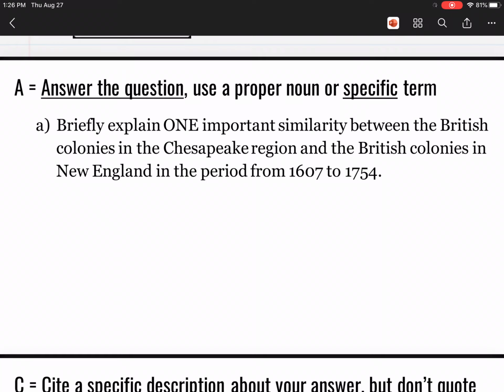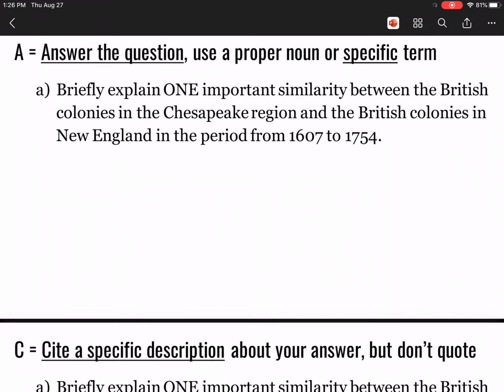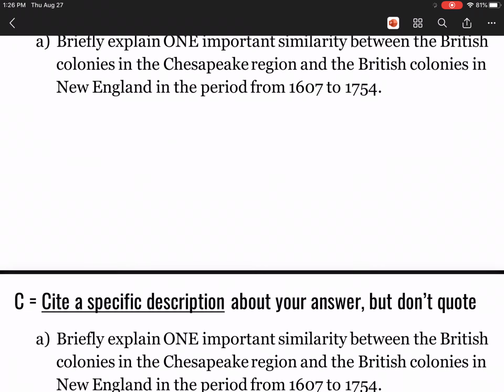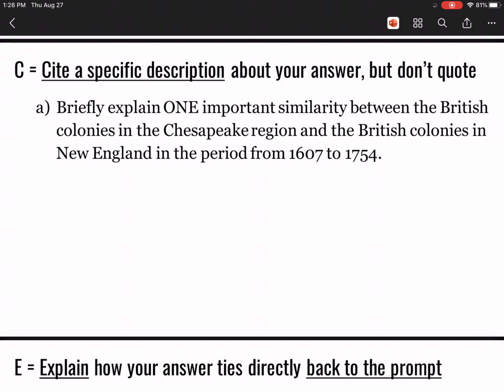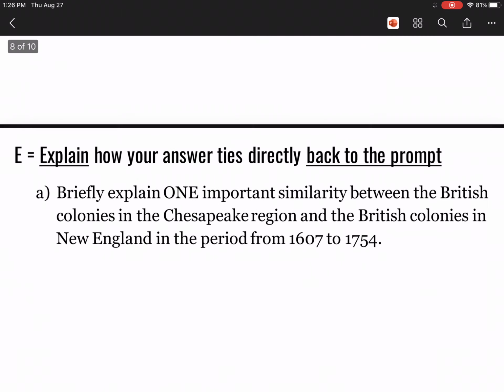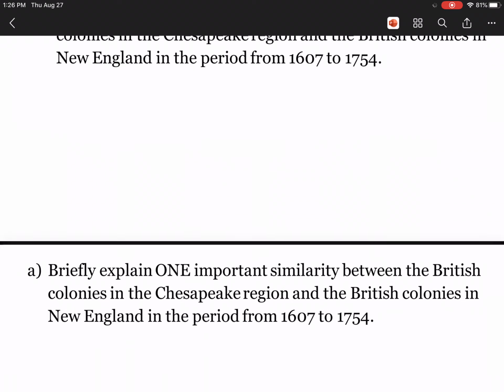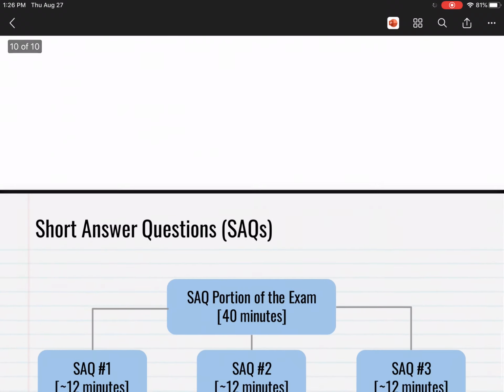So, A, briefly explain one important similarity between the British colonies and the Chesapeake region. So this is where you'd answer the question. I'll go kind of quickly through the C, cite a specific description. E, explain how your answer ties directly back to the prompt. So we're going to do that and then come down here.